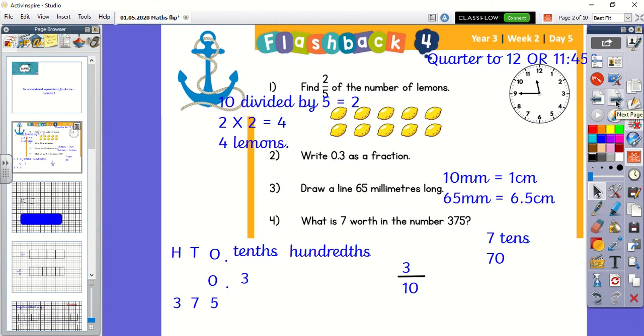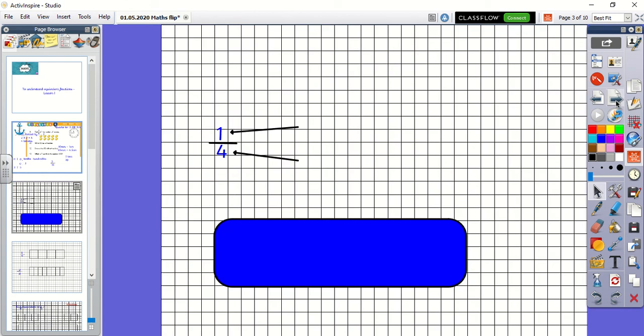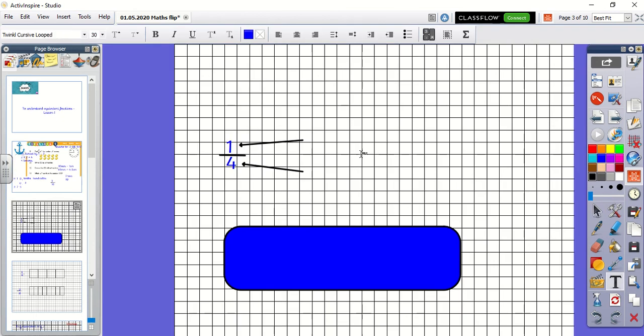Okay, let's move on then to our equivalent fractions. All right then, so as you can see on the screen, we have got a fraction, and that fraction is a quarter. So what can you tell me about the number 4 here? Okay, so the number 4 is, if you can remember rightly, our denominator. Okay, and that tells us how many equal parts that there are.